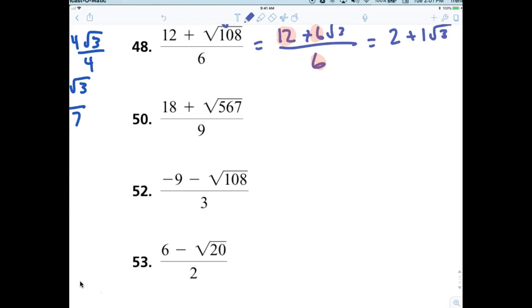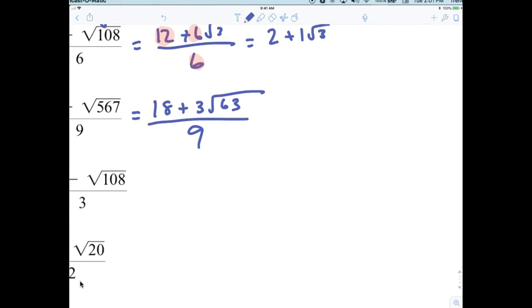So 567, the quickest way is to look at that and say, well, if you add up the digits, it's divisible by 9, isn't it? Yeah. Right? So now if you take 567 and divide it by 9, that becomes 18 plus 3, and then what would that be? 63 over 9? And then 63 can break down to 9 times 7. So that's going to be 18 plus 9 radical 7 over 9.